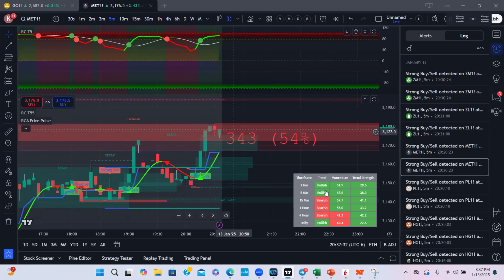Yeah, this one is also the same thing. Still, your lines are green and blue. As long as these two are green and blue, don't short it. Wait for price to go below these two lines.